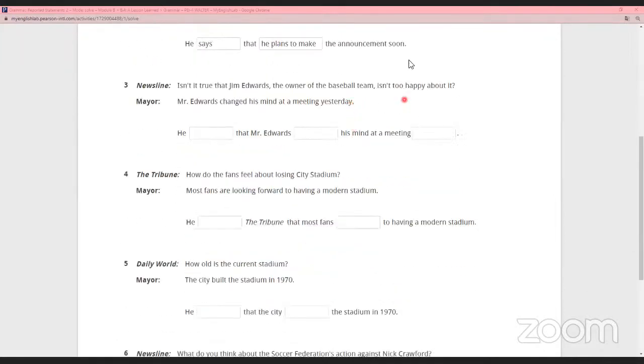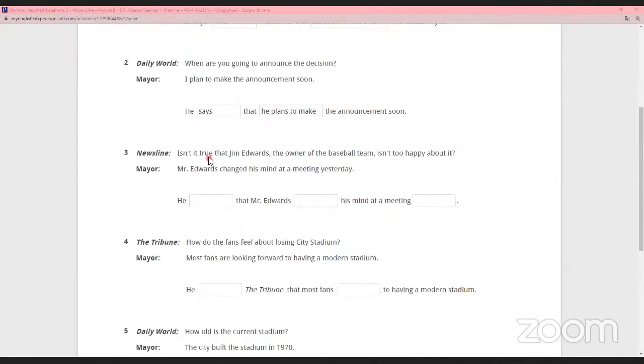How about number 3? Isn't it true that Jim Edwards, the owner of the baseball team, isn't too happy about it? Right? Mr. Edwards changed his mind at a meeting? Yes, sir. So, what do you think? His mind at the meeting yesterday. He's okay.